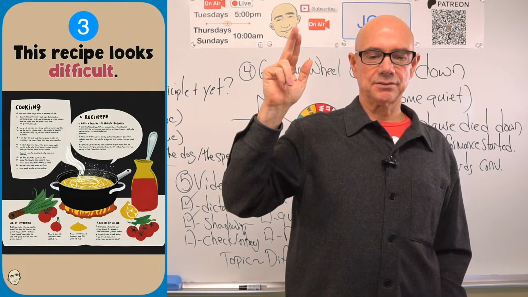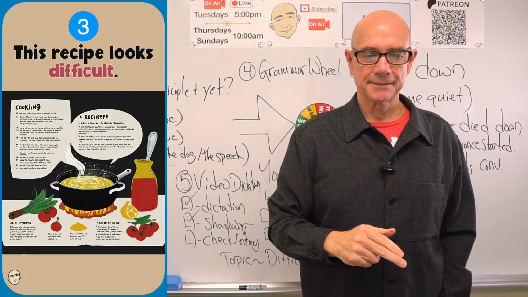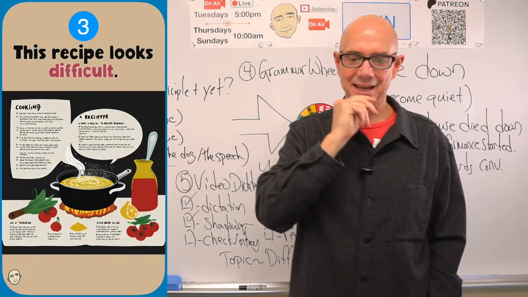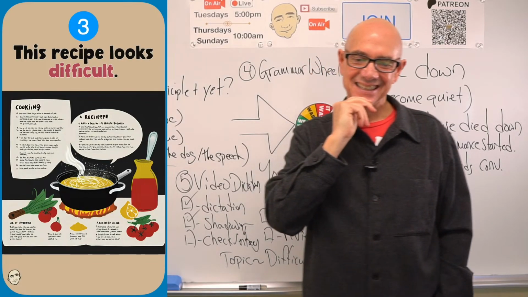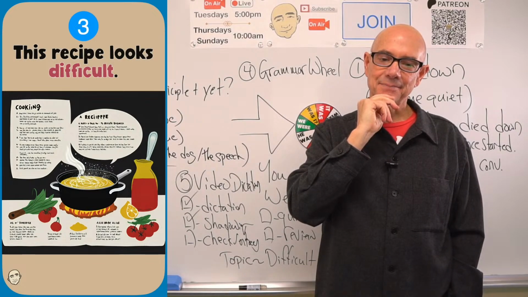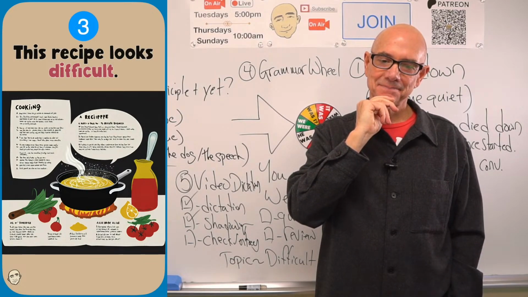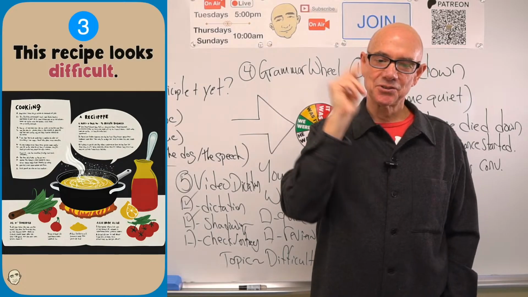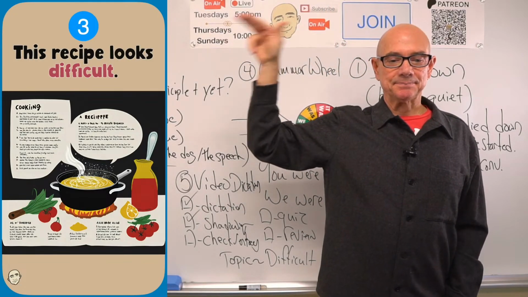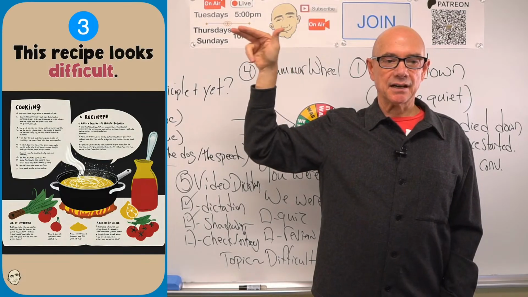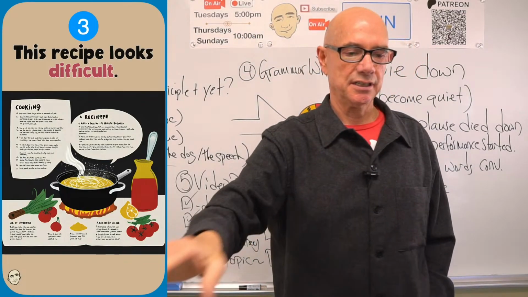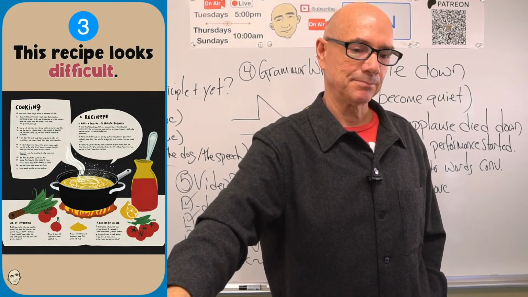Okay, 2N. Isabel, you got it. Nice. Field hockey. Okay. Yeah, I know, Ava. Julia. All right, nice. Okay, you guys got it. Number 3 is this recipe looks difficult. Good. Let's go to number 4.